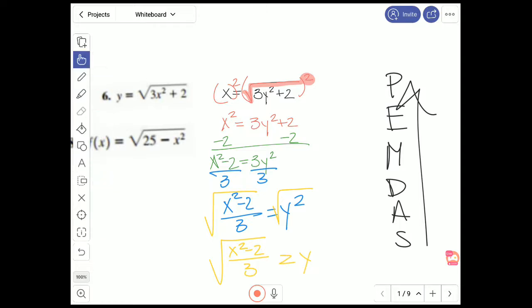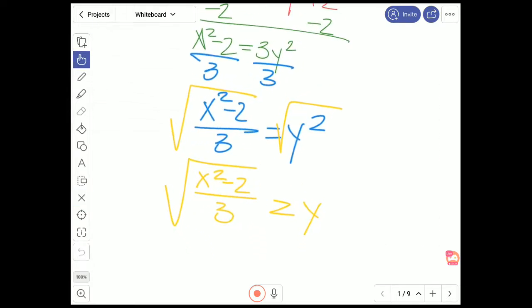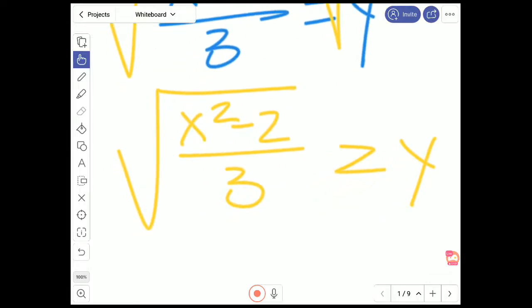There were some questions from some people I was talking to earlier this week, and it was a very valid question: does this square root symbol and this square right here cancel each other out? The answer to that is no. The reason is because it's not just x squared, it's x squared minus 2.